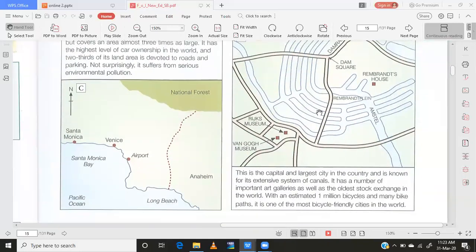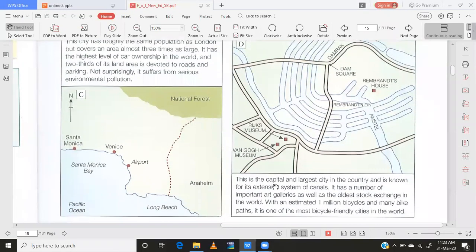And last paragraph. This is the capital and largest city in the country and is known for its extensive system of canals. It has a number of important art galleries as well as the oldest stock exchange in the world. With an estimated 1 million bicycles and many bike paths, it is one of the most bicycle-friendly cities in the world. And by the way, the city is well below sea level, and most of the country it belongs to has been reclaimed from the sea.